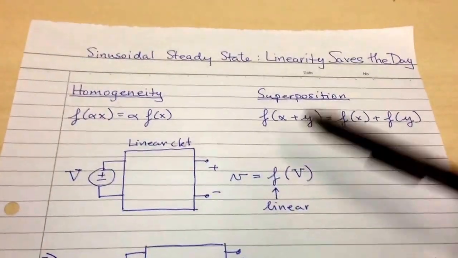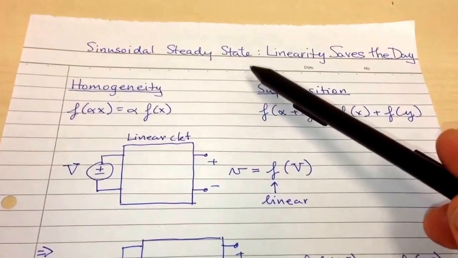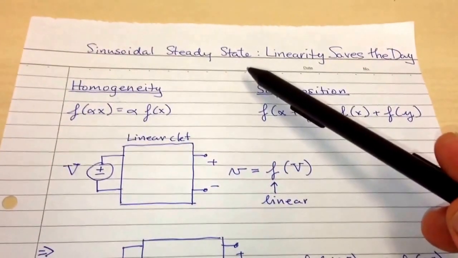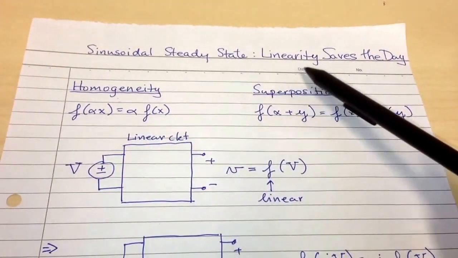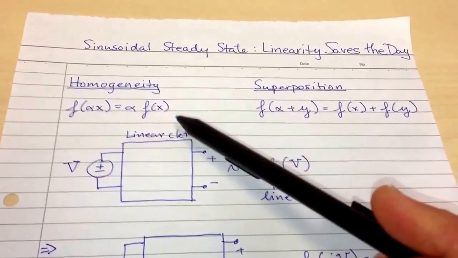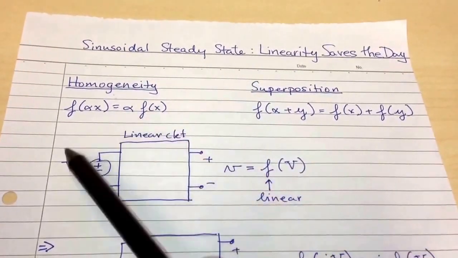So I want to give a quick explanation of how it is that we can use complex drives in the sinusoidal steady state. And the basic answer is that linearity saves us. So if you remember from linearity, there are two basic principles.